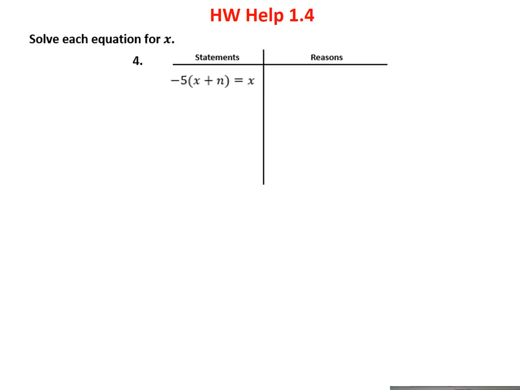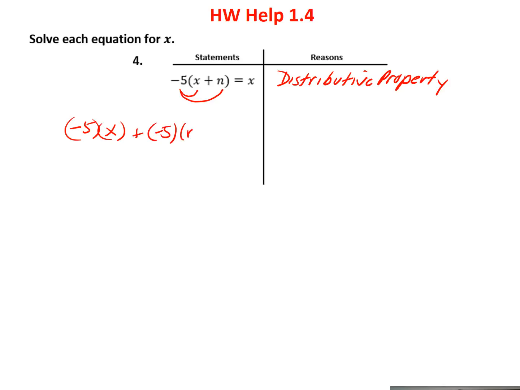In the next one here, first thing we're going to do is get rid of the parentheses. So I'm going to do the distributive property, negative 5 times quantity x plus n. Let's not lose the negative sign here. So I'll write this out a little more than I might normally. I'm going to end up with negative 5 times x plus negative 5 times n equals x. There's my parentheses. So this is going to be negative 5x minus 5n equals x.